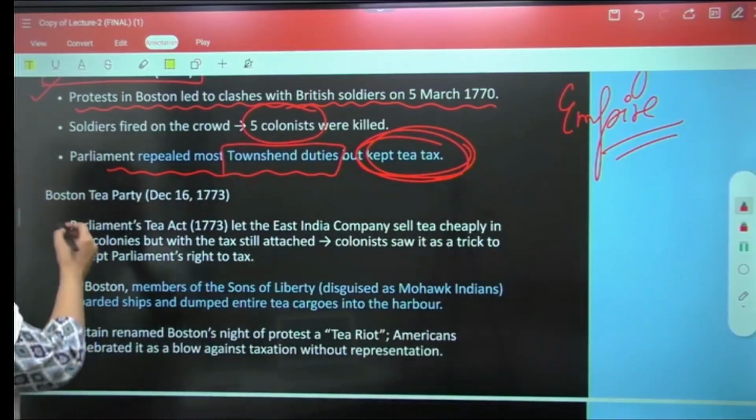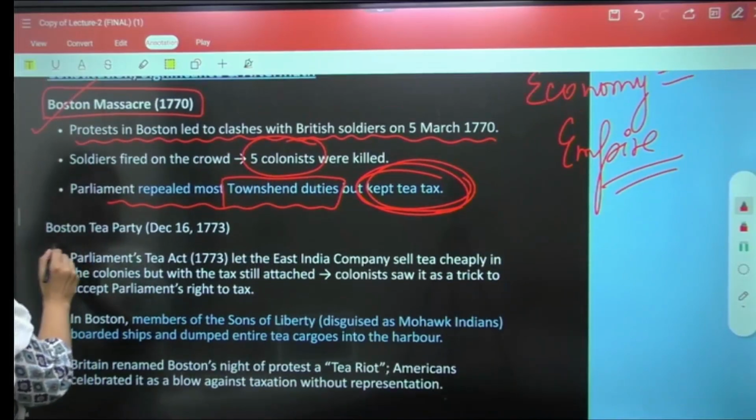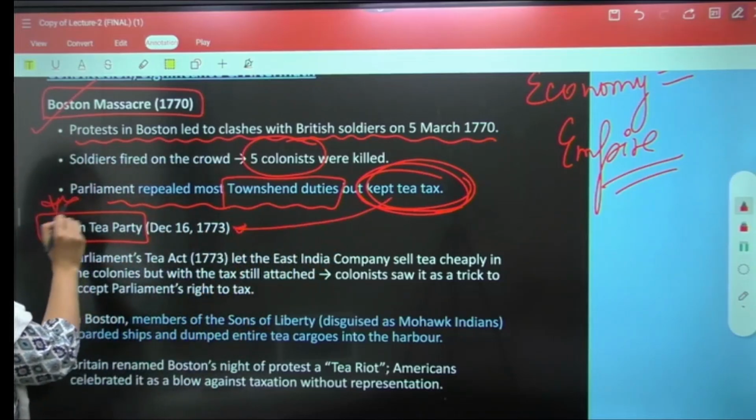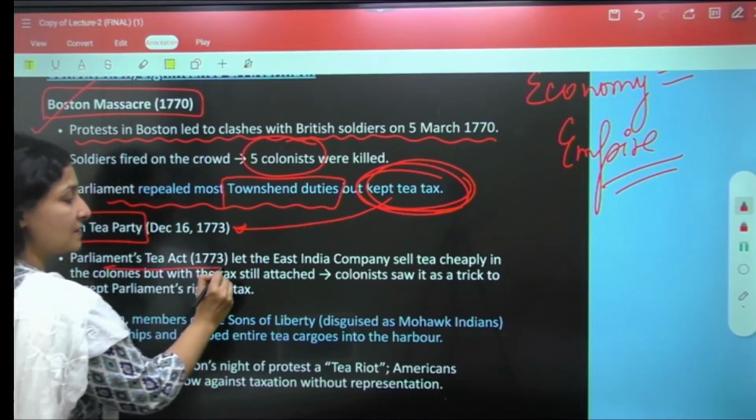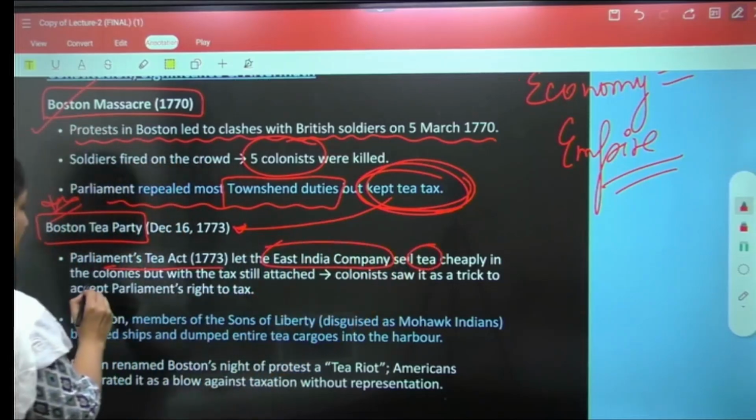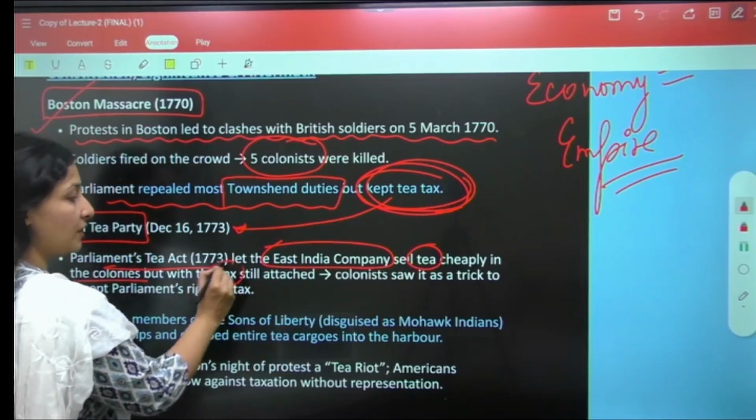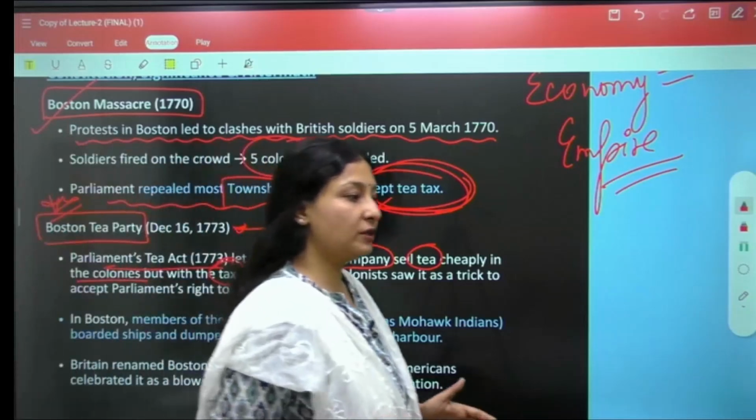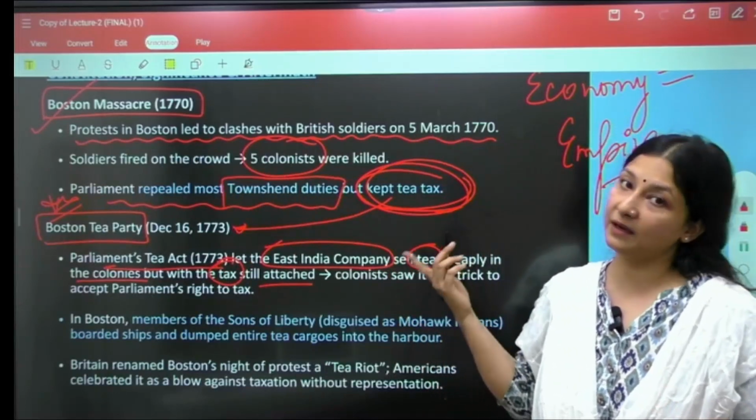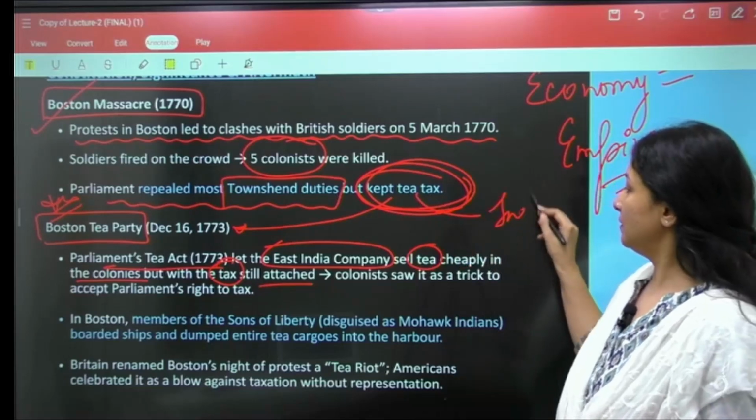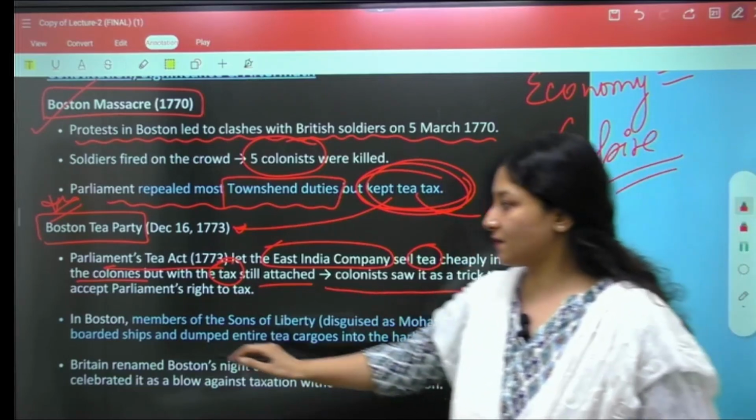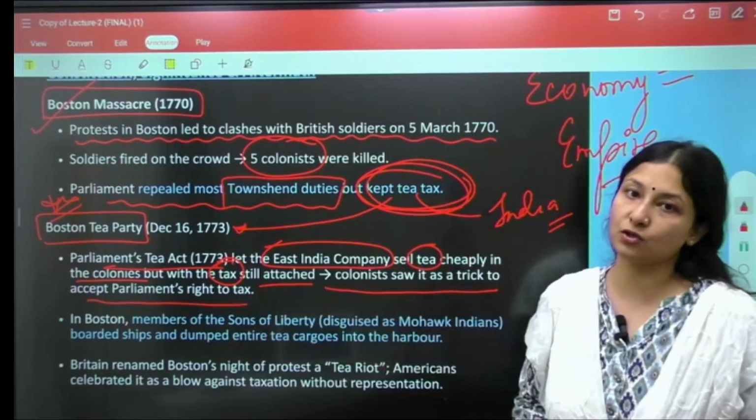Now, after this, what happened? The second incident which happened was the Boston Tea Party. This is a very important incident. Over here, Parliament's Tea Act led the East India Company to sell the tea cheaply in the colonies, but with tax still attached. And do you notice one thing? Where did the Britishers get this tea? They took it from India, Assam, right? Now the colonists again saw it as a trick to accept the Parliament's right to tax.